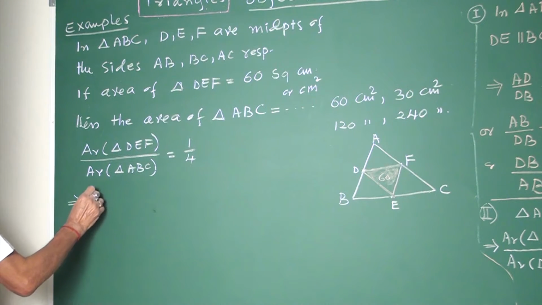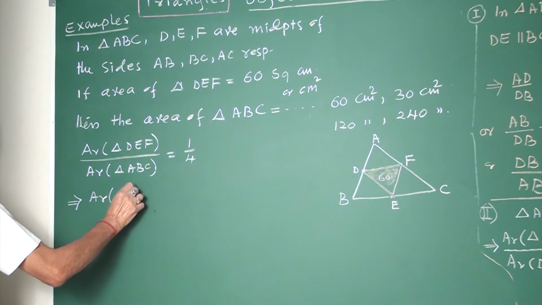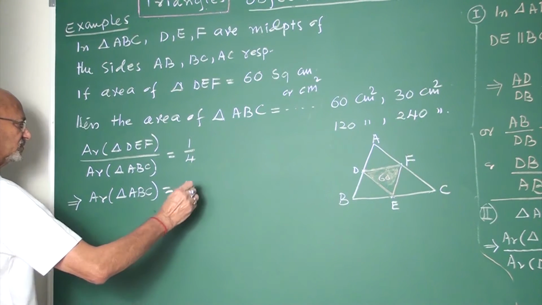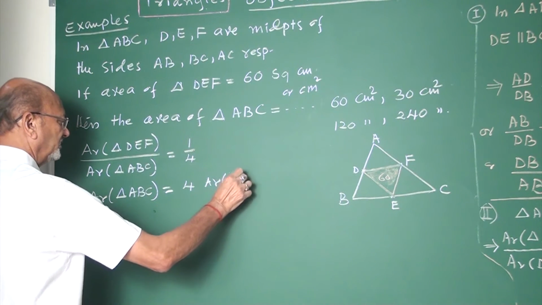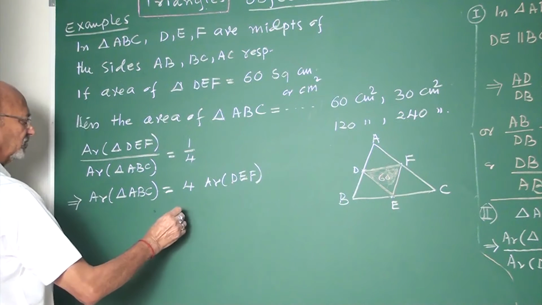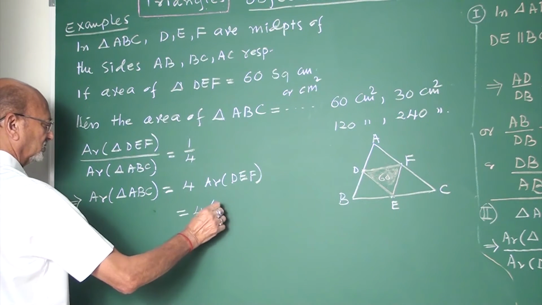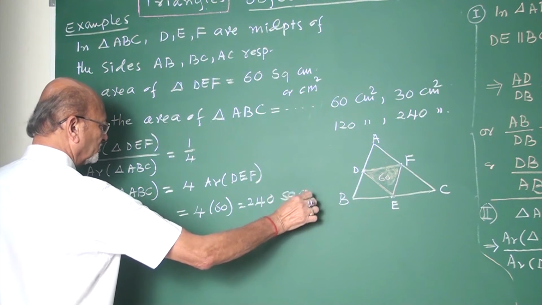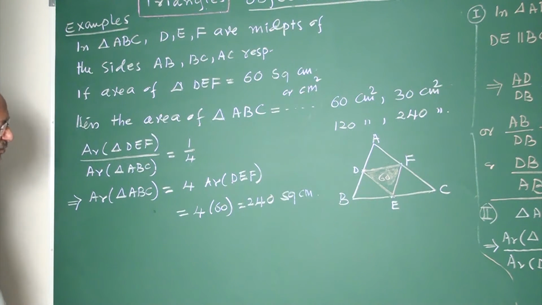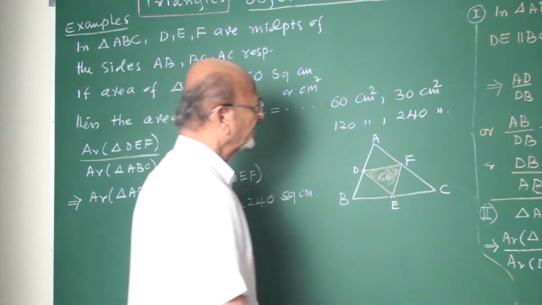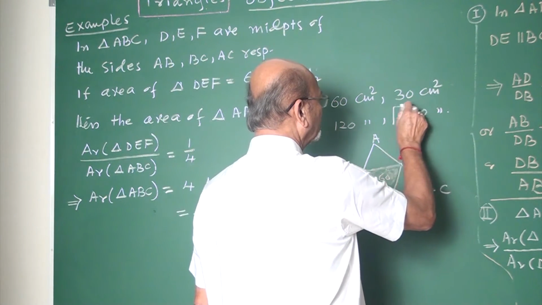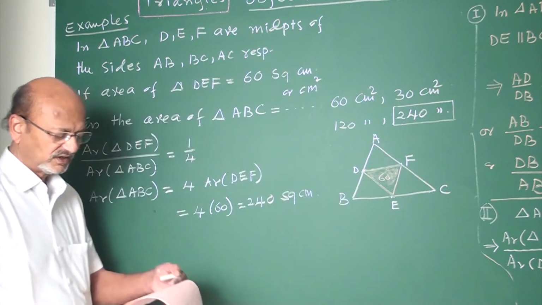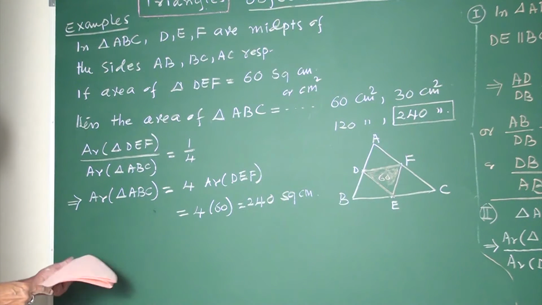Therefore, the area of triangle ABC is 4 times the area of triangle DEF. What is this? It is 4 into 60, which is 240 square centimeters. Then which option is the correct answer, my friend? 240 is the correct answer. Yes, my friends.